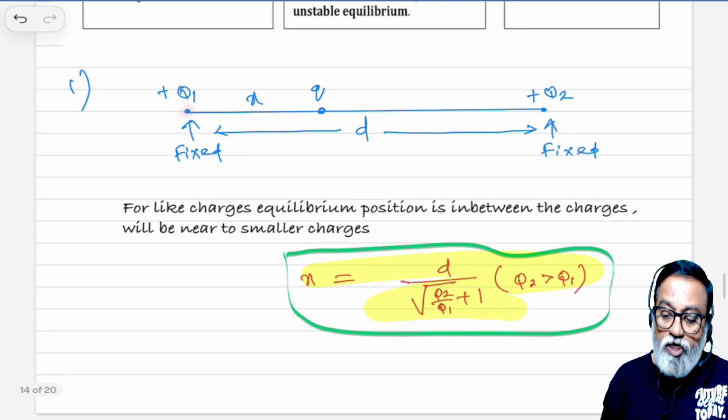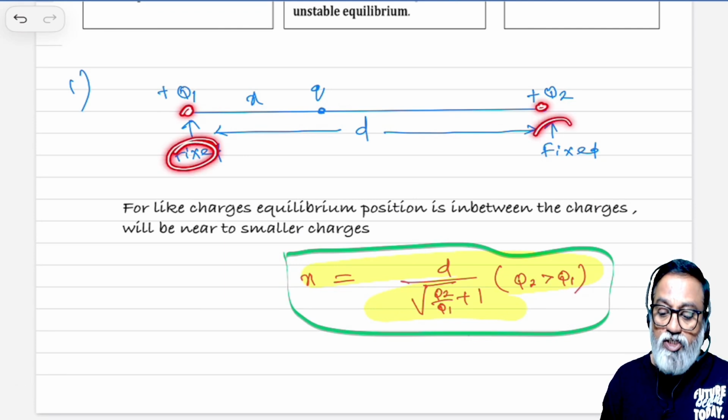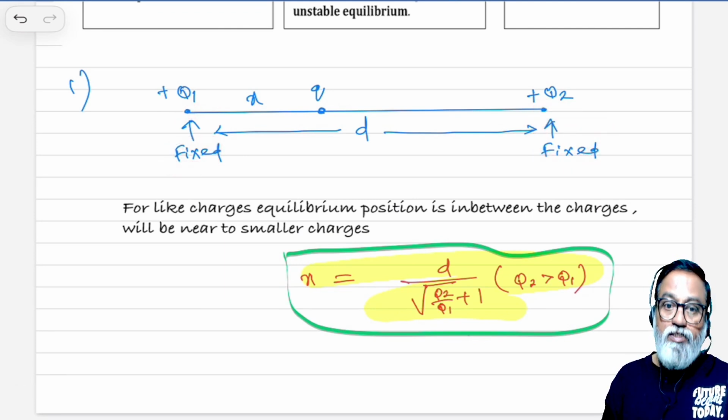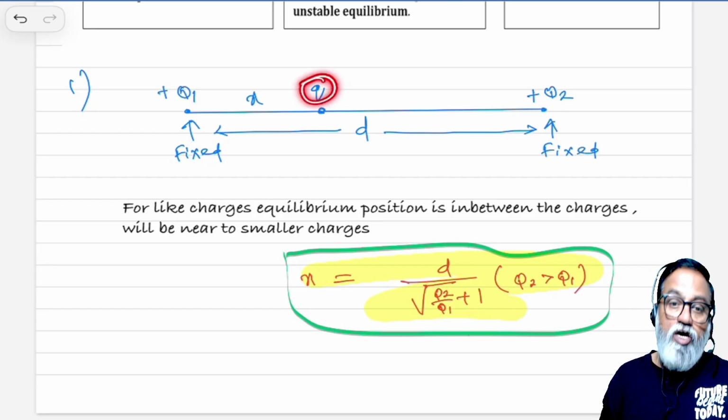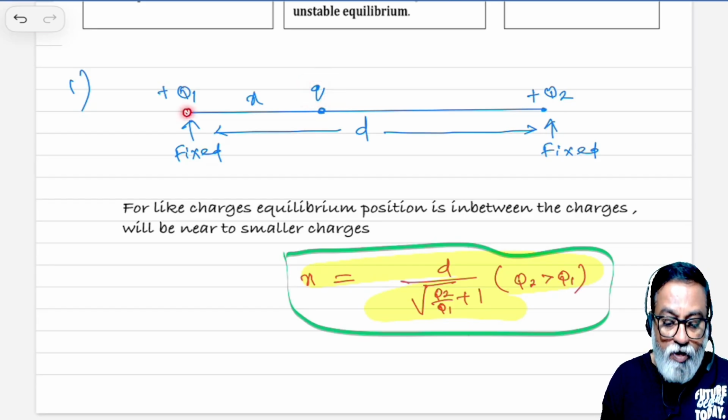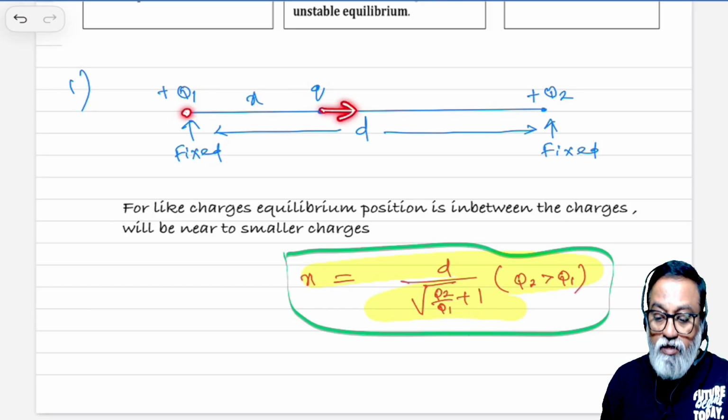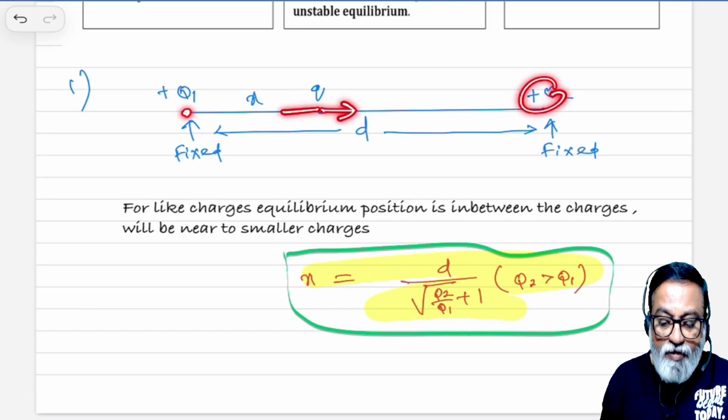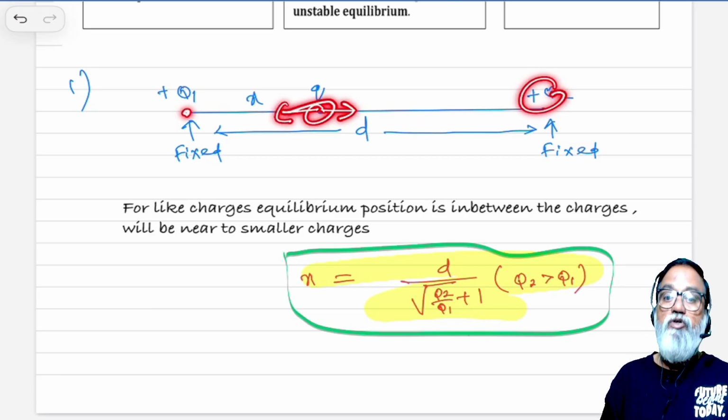Charge Q1 and charge Q2 are fixed charges. If you place a third charge Q, at what distance, between the charges or outside the charges, is the charge in equilibrium? For example, if you place a third charge Q that is positive, this positive charge repels in this direction and the other positive charge repels in this direction, so net force is equal to 0.